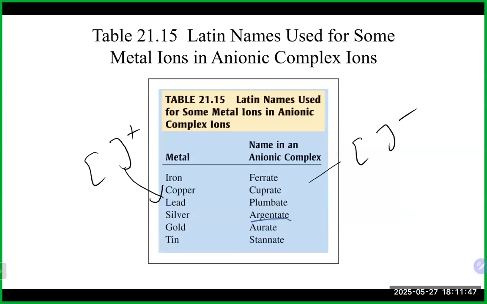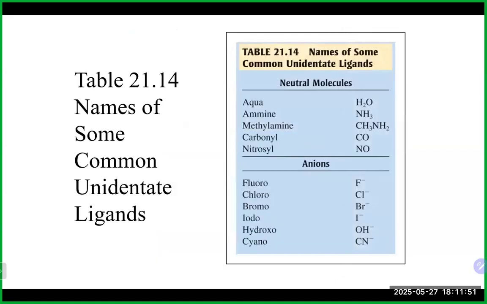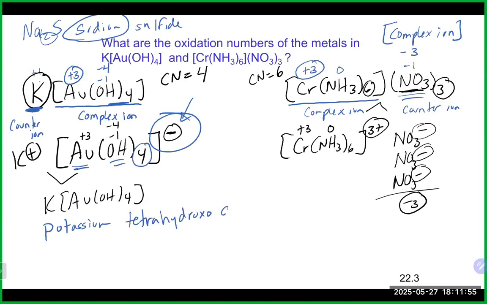And we're going to go with gold, which is aurate, how we would want to name it. And we will pop that in there. That's going to be aurate. And we do need the Roman numeral, which in this case would be 3. So this would be, it rolls right off your tongue, potassium tetrahydroxoaurate(III) would be the name of this coordination compound.